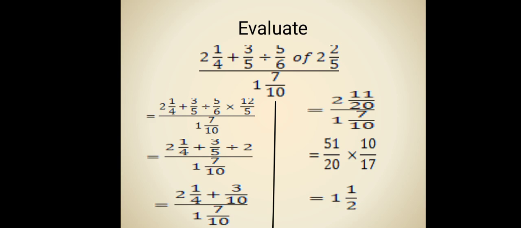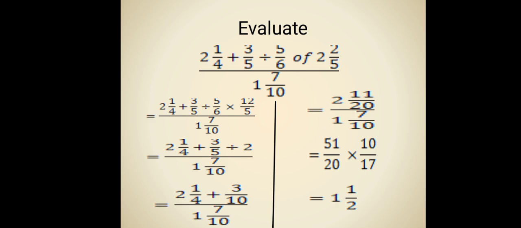Now we shall work the part of first for the numerator. If we work it, it will be 5/6 multiplied by 12/5. If you change 2 and 2/5 into an improper fraction, it becomes 12/5. Now, having worked that, we get 2. Now we have to divide 3/5 by 2, we get 3/10. So we take 2 1/4 plus 3/10 all over 1 and 7/10.